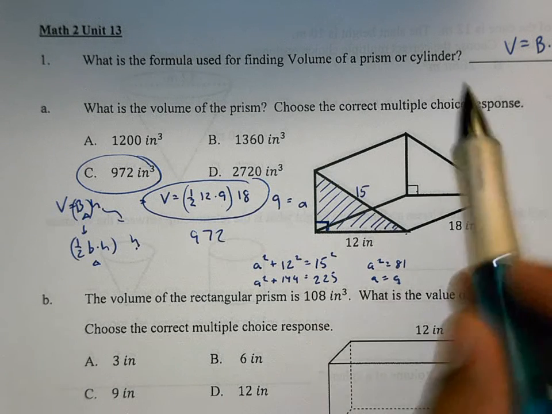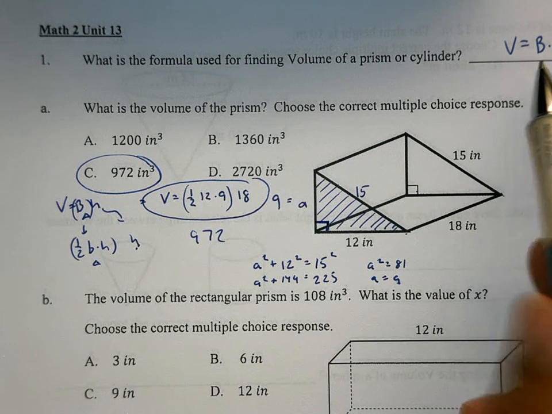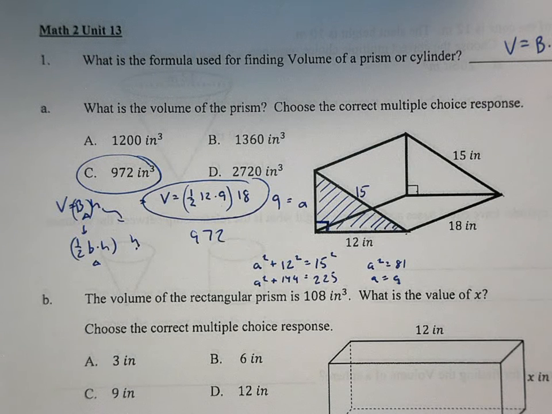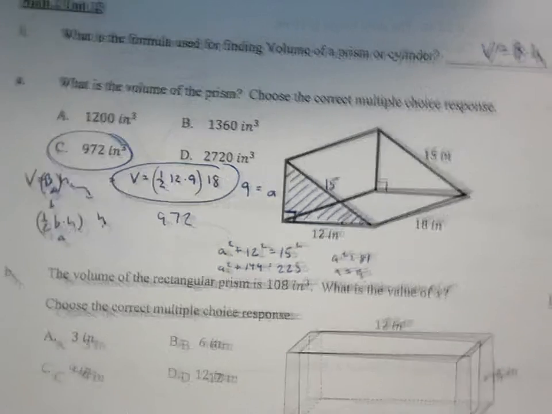Sometimes your big B will change to a circle, pi r squared. Sometimes your big B will be a square or base times height. It just depends on what your shape is.